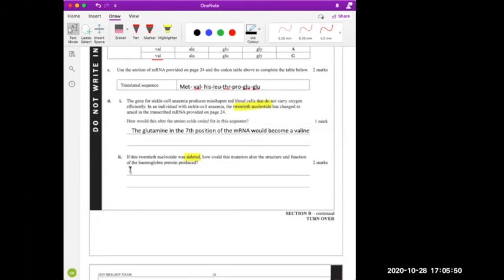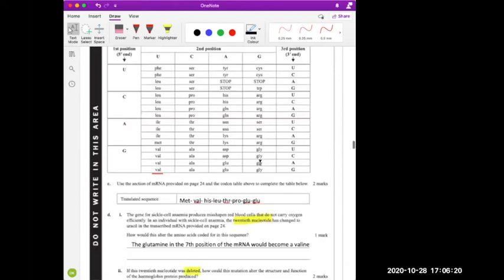If the 20th nucleotide was deleted, how could this mutation alter the structure and function of the hemoglobin protein produced? So you'll notice that these two questions are obviously different. This is just about how would this alter the amino acids in the sequence. So just talking about what happens to the old amino acid, glutamic acid, as it becomes this new amino acid. This one is about the structure and function. So they're not actually asking you to say the glutamic acid becomes XYZ. They just want you to tell them what's going to happen to the protein now.